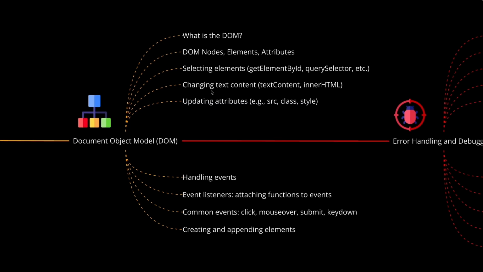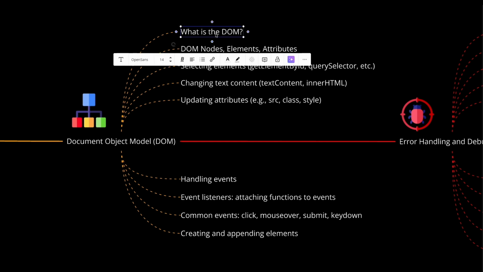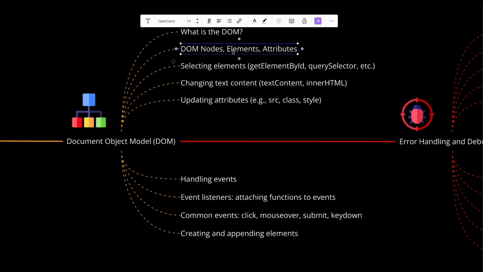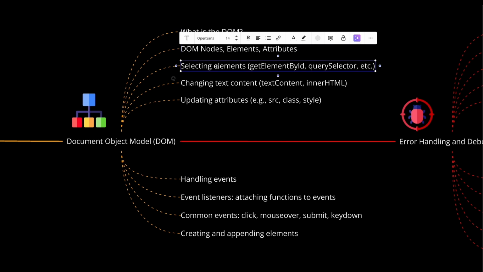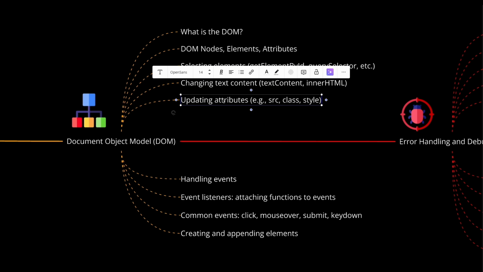And here is a high-level overview of what we'll be learning in these lessons. First, in this lesson, we will learn what is the document object model and also what are DOM nodes, elements, and attributes. Next, we will learn how we can select elements from the DOM with methods like query selectors or element selectors. And after selecting them, we will learn how we can manipulate the text content inside of these elements and also how we can update the attributes like the class names or styles.